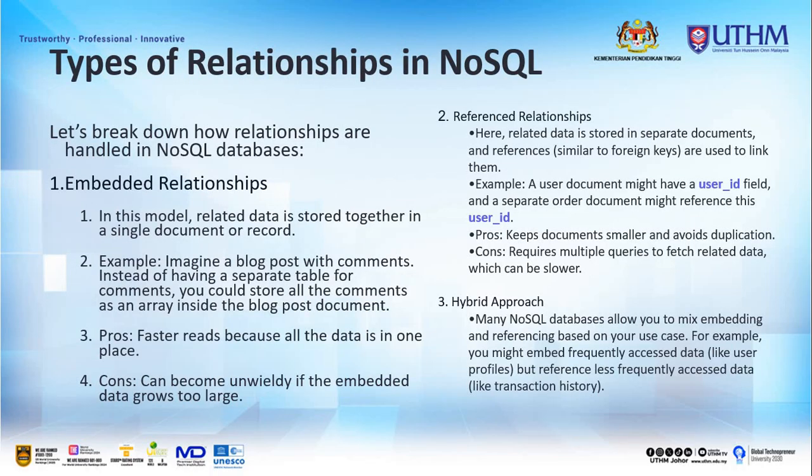The types of relationship in NoSQL. Let's break down how the relationships are handled in NoSQL databases. First one, embedded relationship. In this model, related data is stored together in a single document or a record. Example, imagine a blog post with comments. Instead of having a separate table for comments, you could store all the comments as an array inside the blog post document. This example we have done during our practical time.